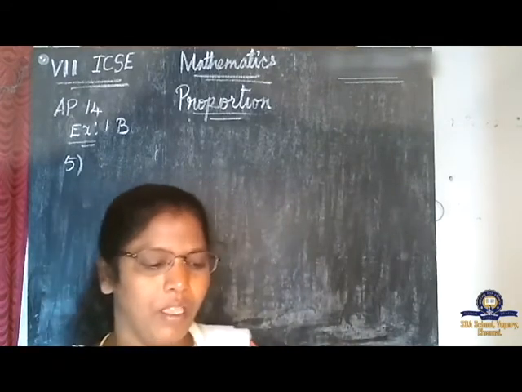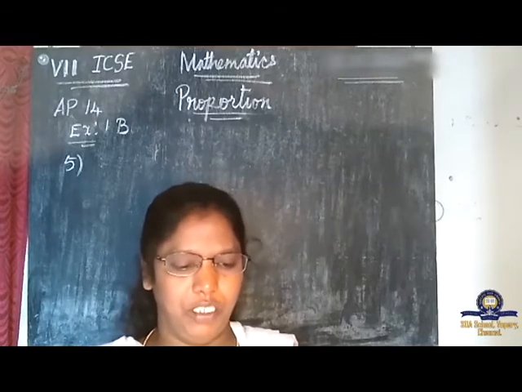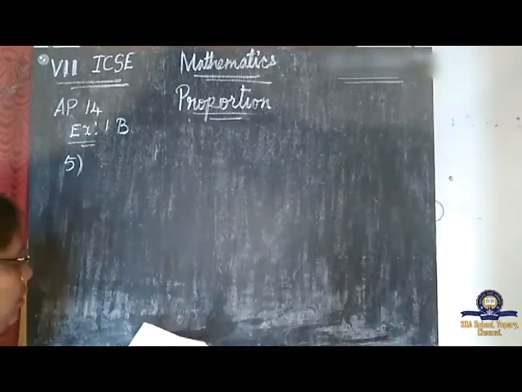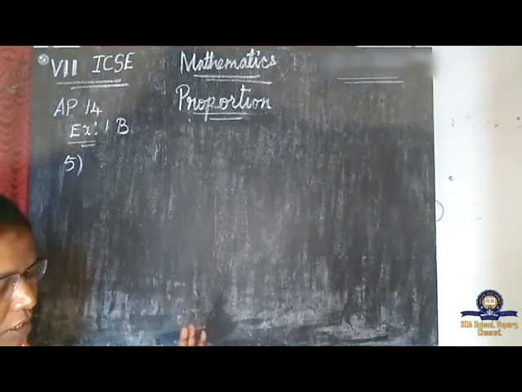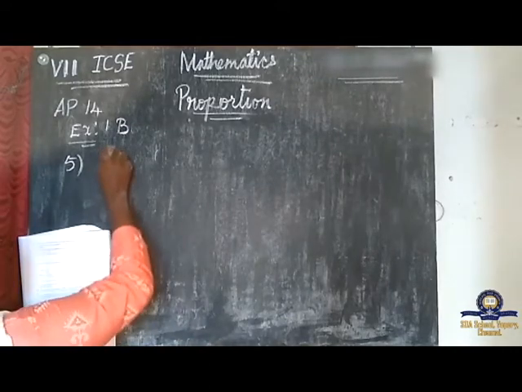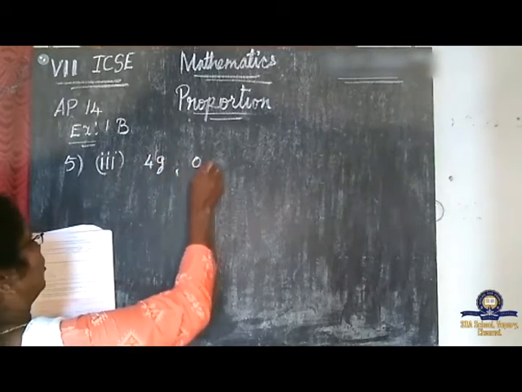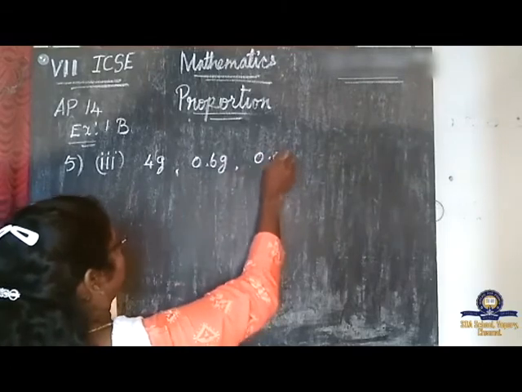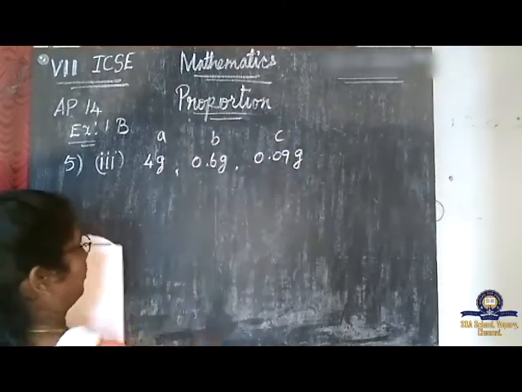Now fifth one. Are the following quantities in continued proportion? They are asking here. How many quantities are given? 3 quantities. 3 subdivisions we have. 3 quantities are given in each. Let me do the third one for you, that is 4 gram, 0.6 gram, 0.09 gram. Okay, it is A, B, C.